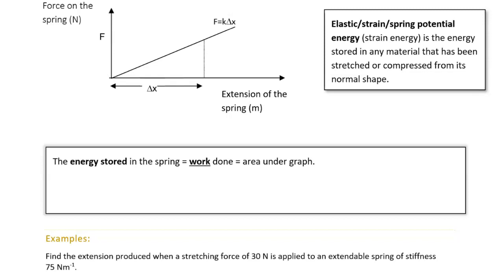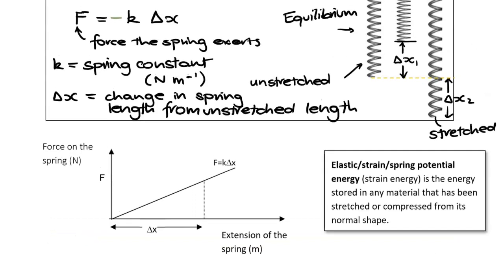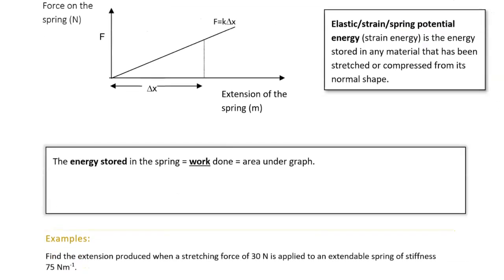So we've got the force on the spring on this axis. I think I should have mentioned this should be in meters, and force by now you should know is in newtons. We've now got the extension of the spring, delta x, plotted on this axis here. So like I mentioned, there are 3 ways we can refer to this: elastic strain or spring potential energy.